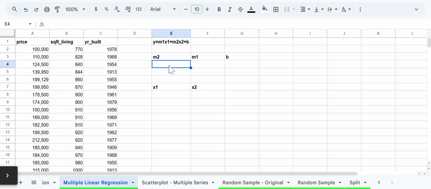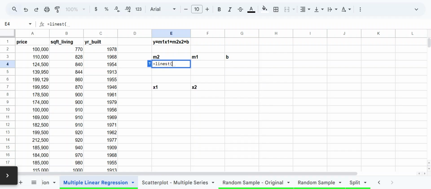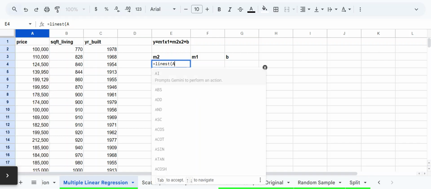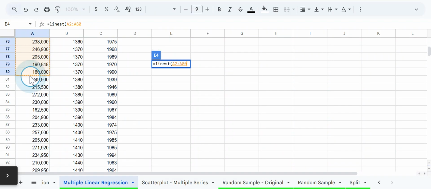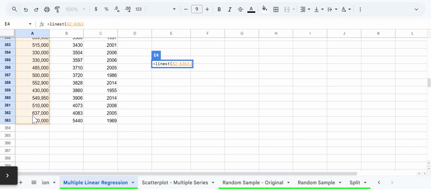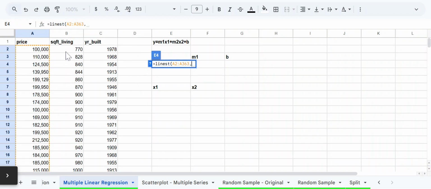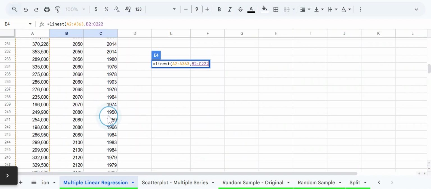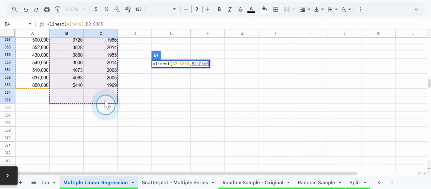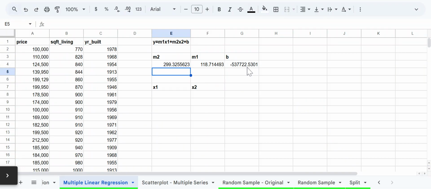So when I start typing my formula, I have LINEST, then I highlight my y variable, which is the price. I will tell you, if you click on the A at the top, it's not going to work out correctly. You do, unfortunately, have to highlight all of the numbers. Then you want to highlight all of your x variables. So I'm going to highlight both columns B and C. And it's going to output some numbers.